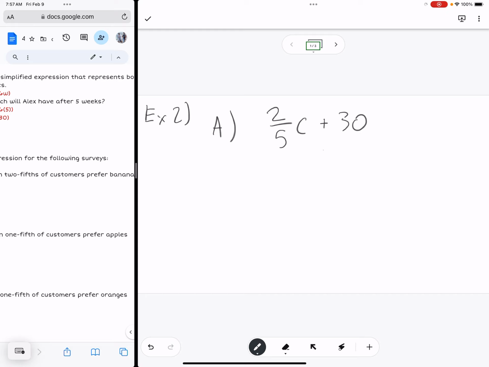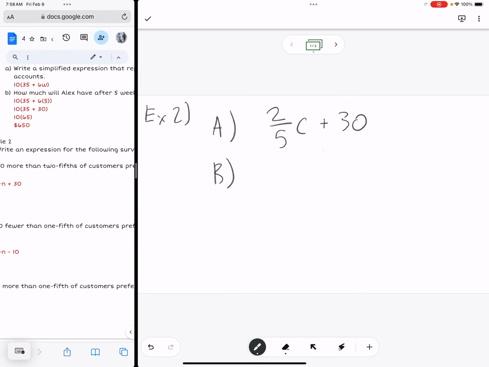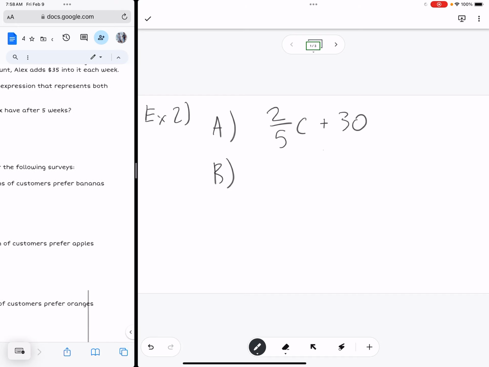It says 2/5 of customers. What does the word of mean? Not division. Multiplication. Of equals multiplication. So when you see that word of, you're multiplying the number times the variable. And whenever it's 30 more or 30 less, you're adding and subtracting. Letter B, 10 fewer than 1/5 of customers prefer apples.